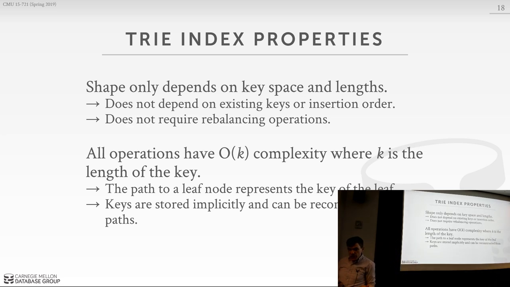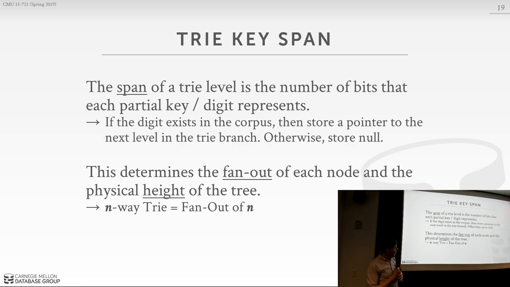So the key design decision you have to make when you build a trie is called the span. The span is going to determine at each level the number of bits that you're going to represent for a digit or a key or the prefix. The way it works is that for each digit I'm storing in a level, if the digit exists in my corpus, meaning a key got inserted that has this digit at this position in my trie, then I'm going to have a pointer to either the tuple that corresponds to it if I'm at the end of the key, or a pointer to the node below it. Otherwise, I'll store a null pointer.